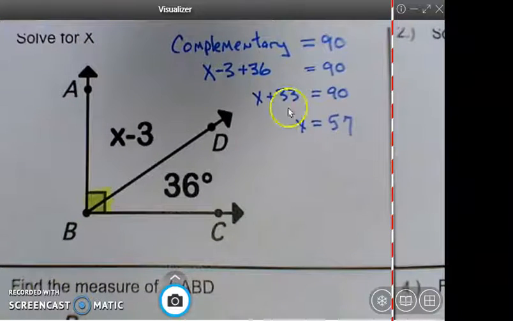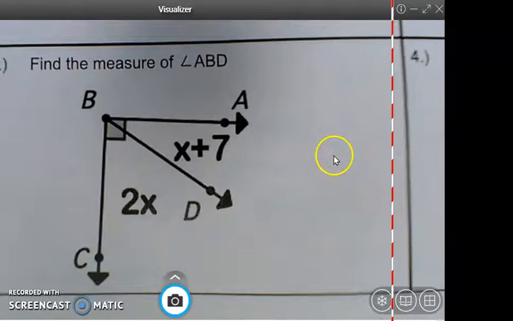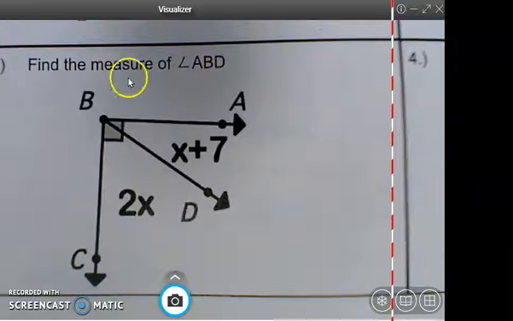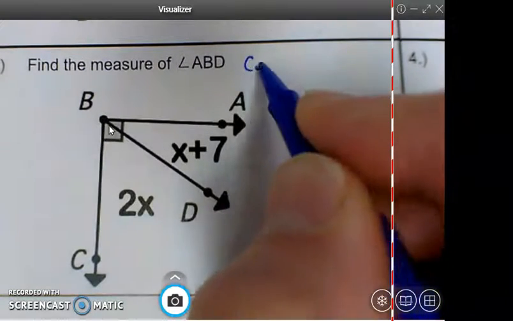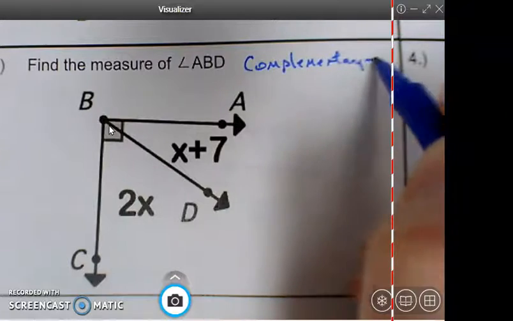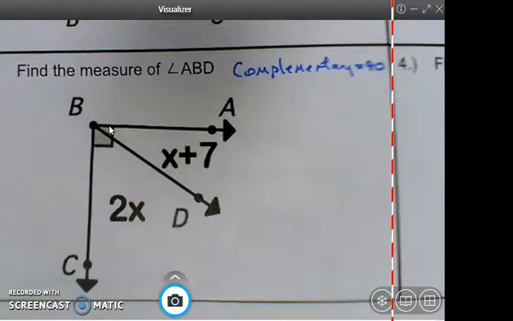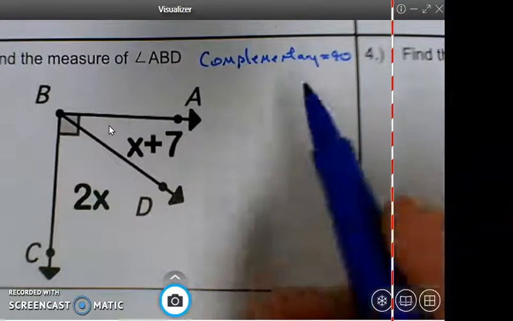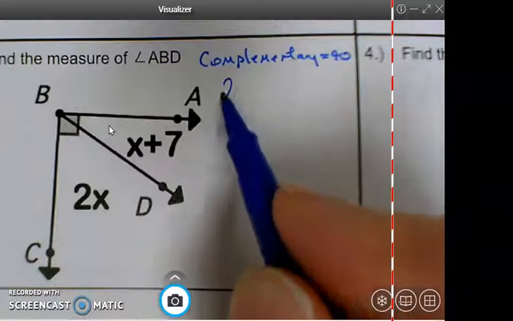Sometimes you're asked not only to find x, but sometimes you're asked to find the measure of a certain angle. So here they're asking for the measure of angle ABD, and I'm going to trace that A to B to D. So they're only asking for this little wedge of it. But I do start off noticing immediately that it is 90 degrees. So once again, I am complementary. I know complementary angles equal 90. So I'll add these two parts together.